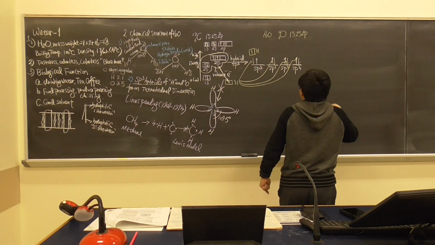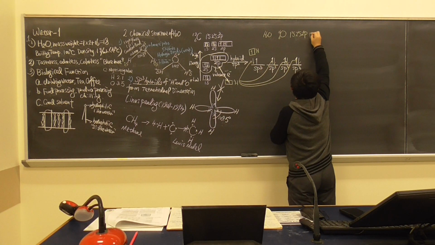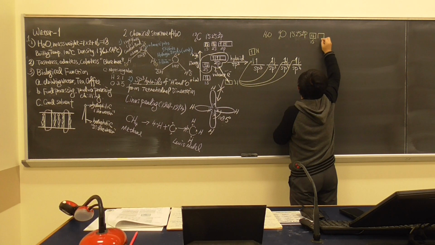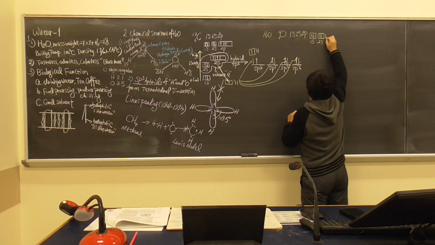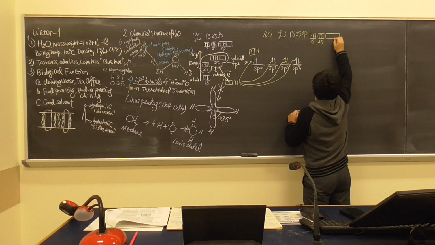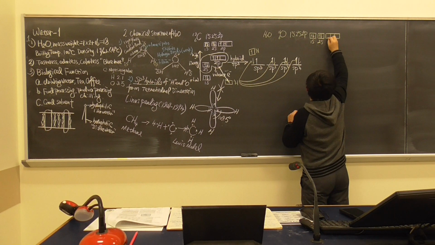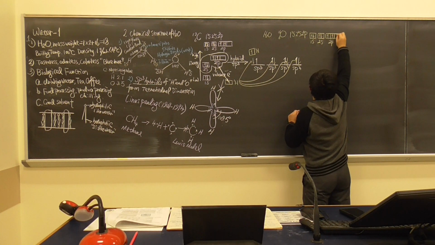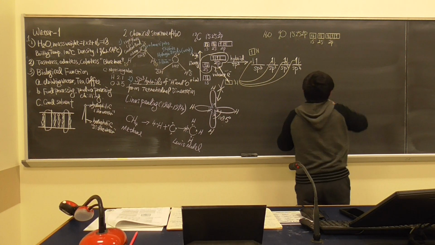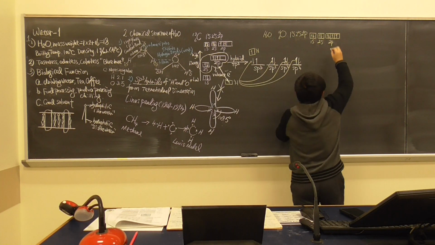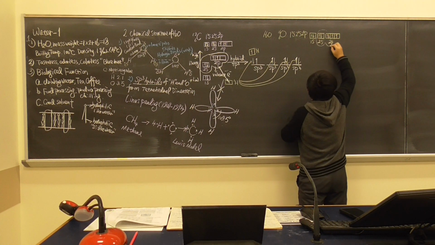Okay, so what does it look like? We draw it: up, down. That is 1s. This is 2s, up, down. Pauli exclusion principle, Hund's rules. 2p will be up, up, up, and down. Okay. This is the key right here.